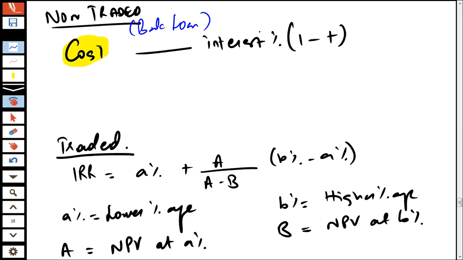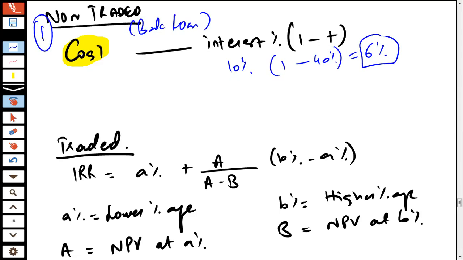How exactly do we calculate the cost of non-traded debt? It's simply the interest percentage multiplied by 1 minus t. For example, if you've got a bank loan on which you pay an interest of 10% and the tax rate prevalent is 40%, the after-tax cost of this bank loan is going to be 6%. So if you've got a non-traded debt, the cost is the interest percentage multiplied by 1 minus t.